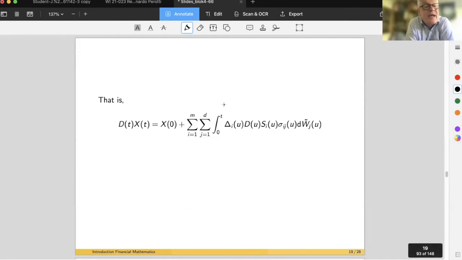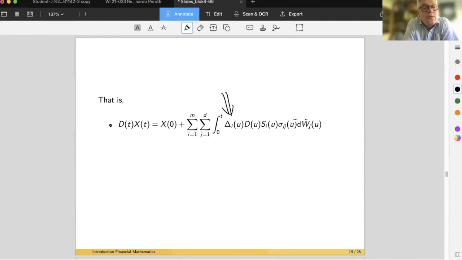We end up with the formulation that the discounted portfolio process is equal to x0 plus the sum i is 1 to m, the sum j is 1 to d, the integral from 0 to t of delta_i(u), delta stocks, the discount factor D(u), S_i(u), sigma_ij(u), dW tilde_j(u). And we will find that comes in handy a little bit later on.